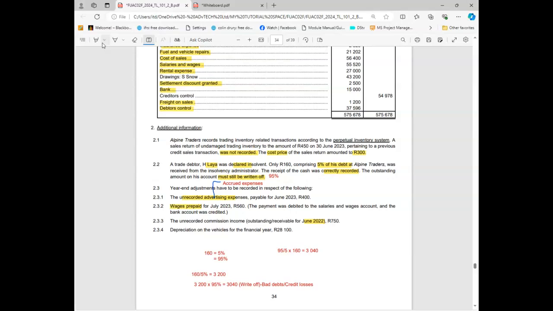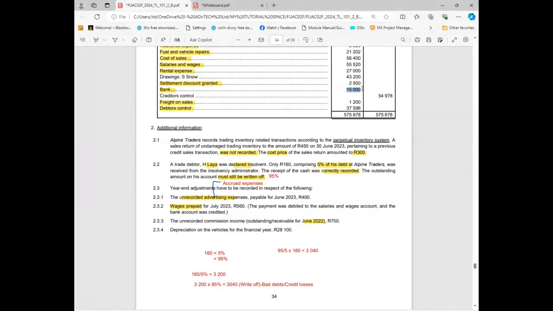Just write any accrued expense. As long as you say accrued expense for advertising. Accrued expense, you add creditors control and accrued expense. And you must also check for any income received in advance. Yes, you must check for them, and you add them together, okay?